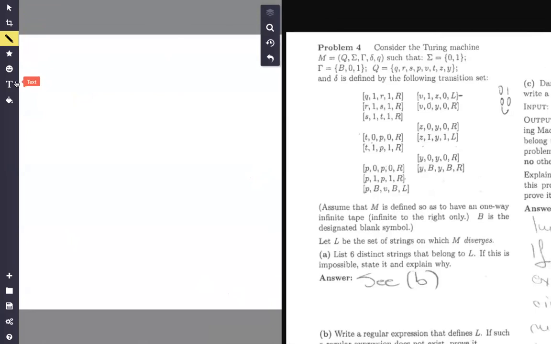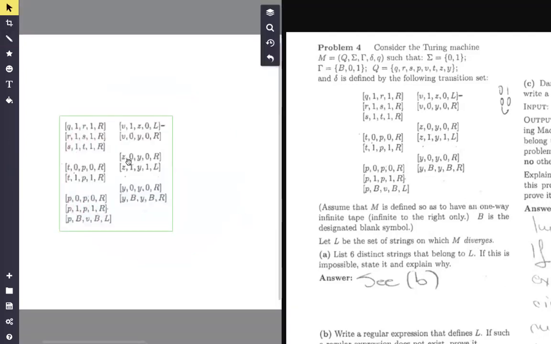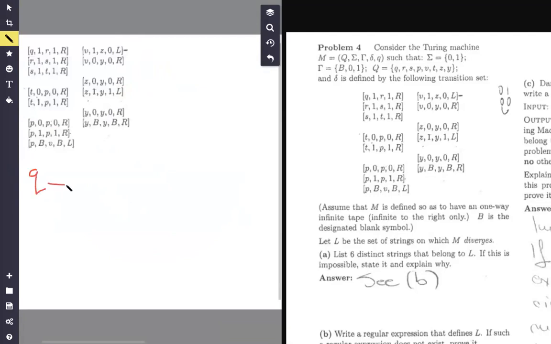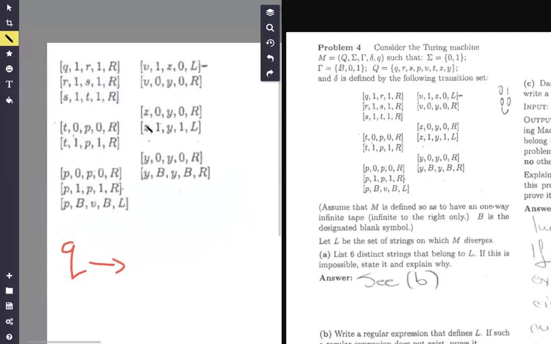Okay, so let's start with this question. Let's figure out the transitions. See why this is difficult. Okay, so we have Q goes to R. What the fuck? How many states are there? Oh, shit.